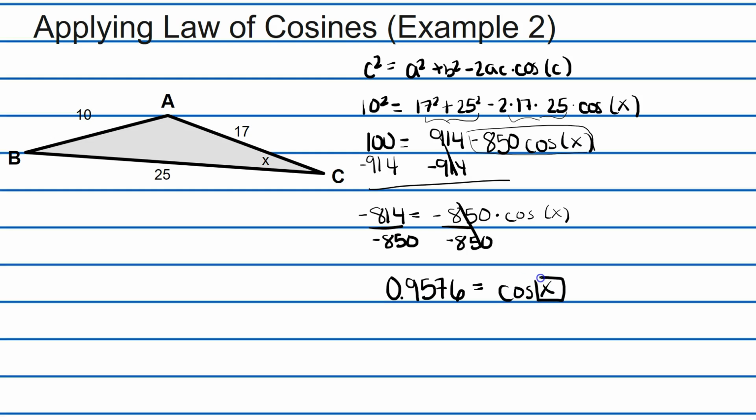But remember, you're trying to find x, so this is where you want the cosine inverse. Once again, it cancels. And if you do it to one side, you must do it to the other side. Then you put this in your calculator, and you're going to get 16.7 degrees right around there, which is equal to x, and that is in degrees. And there we go.